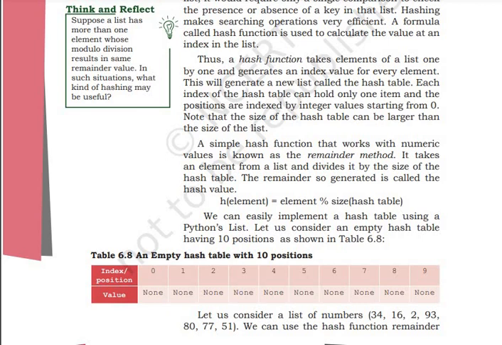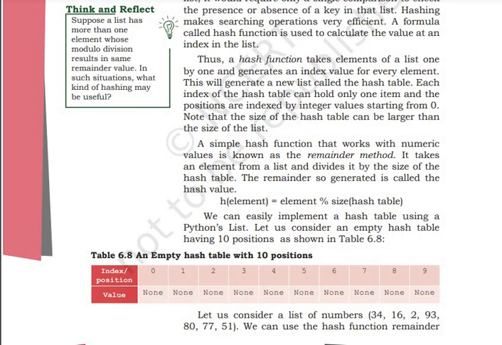So a hash function takes elements of a list one by one and generates an index value. A simple hash function that works with numeric values is known as the remainder method. It takes an element from a list and divides it by the size of the hash table. The remainder so generated is called the hash value. Look at an empty hash table with 10 positions. The index goes from 0 to 9 and the value is None.